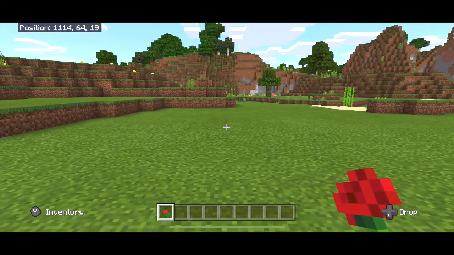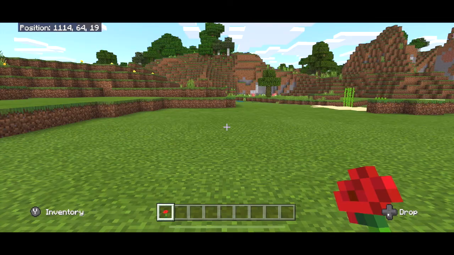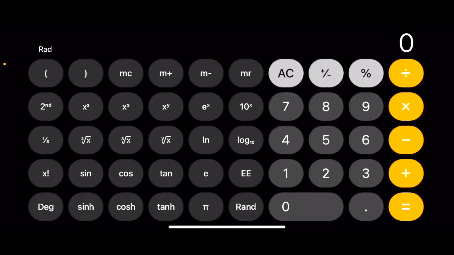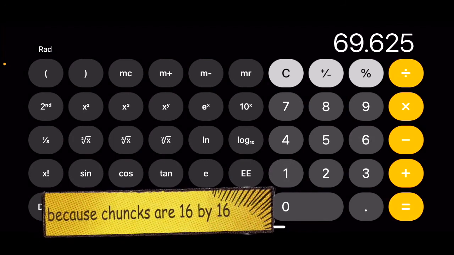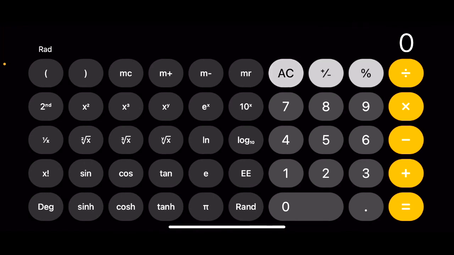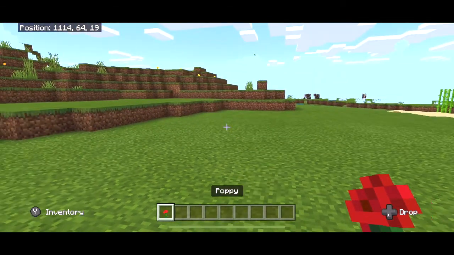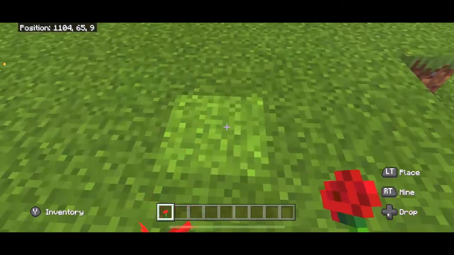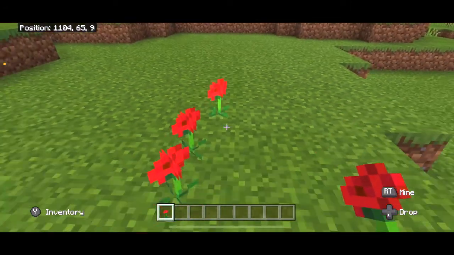So the first thing that you do is you take the first number of your coordinate. In this case, mine is 1114. You go over to a calculator, type in 1114, divided by, and your magic number is 16. So that gives me 69.6. What I'm going to do is take the number 69, multiply it by 16, and I get 1104. So now I know all I have to do is go to 1104, and I can mark this 1104 line as one of my chunk borders.